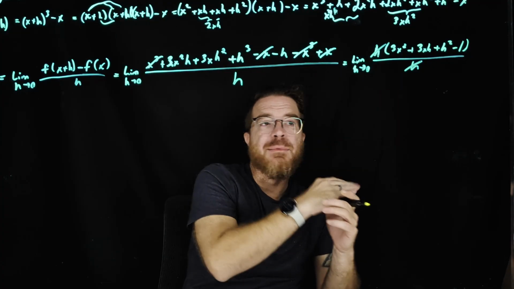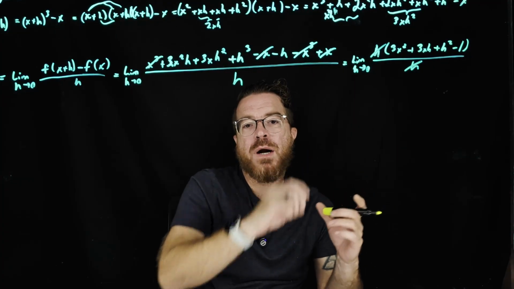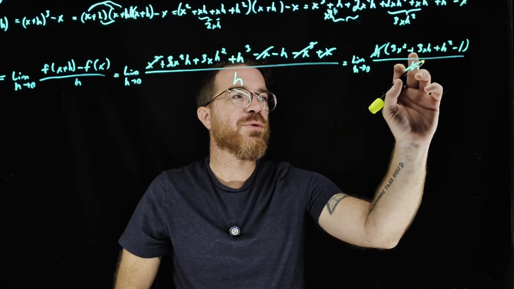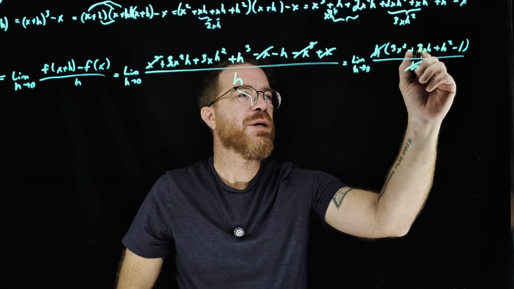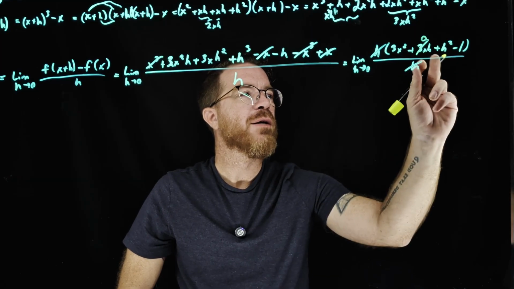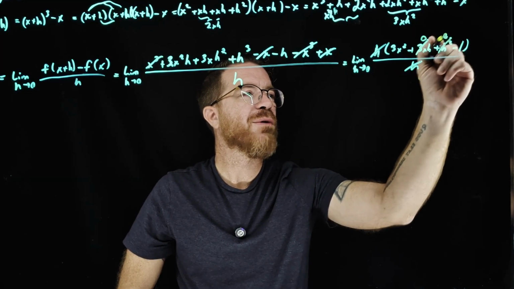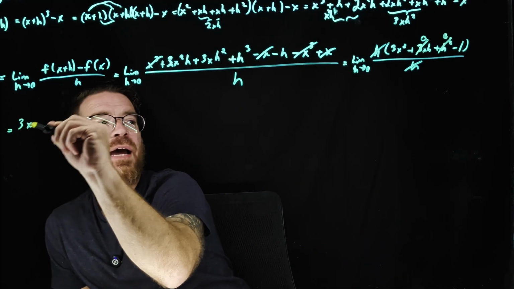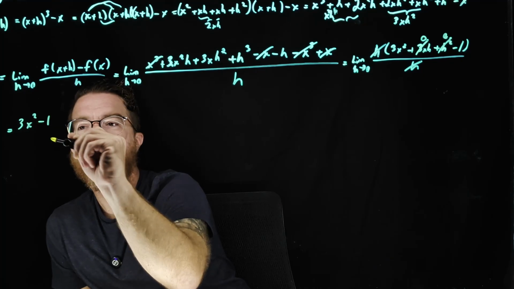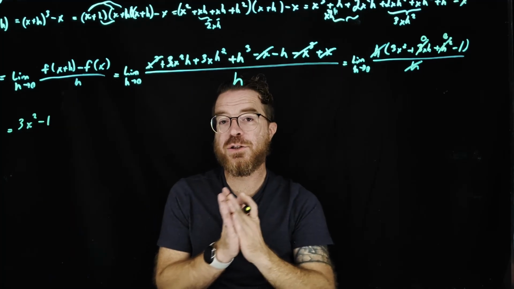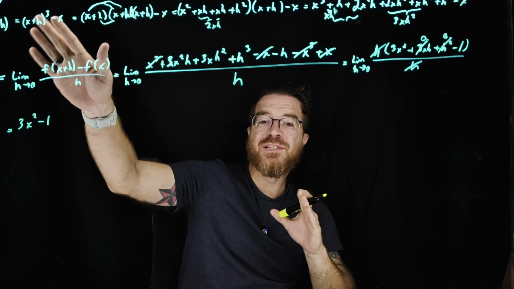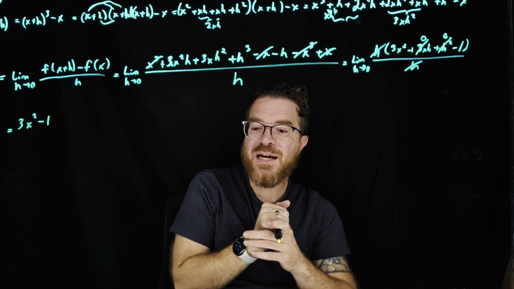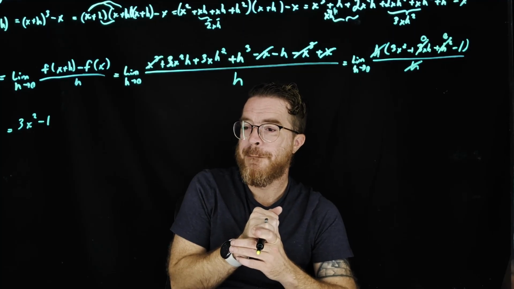Now I'm going to evaluate this limit. I'm going to plug in 0 anywhere I have an h. So when I evaluate this, 3xh, so 3x times 0, is going to go to 0. h squared is going to go to 0, and I'm going to be left with 3x squared minus 1. So this is the derivative for this function. That's our f prime x. We have that it is 3x squared minus 1.